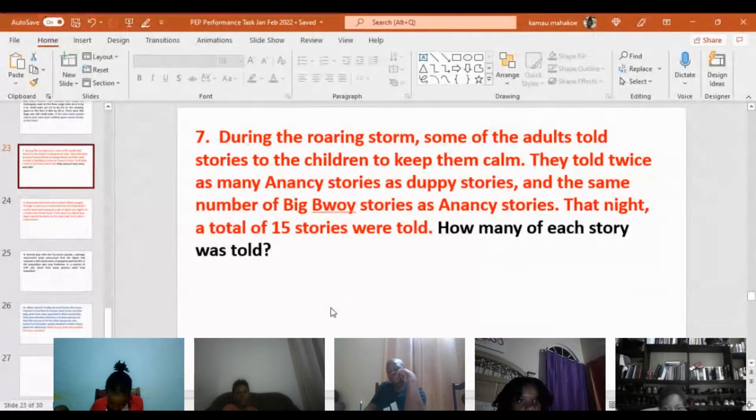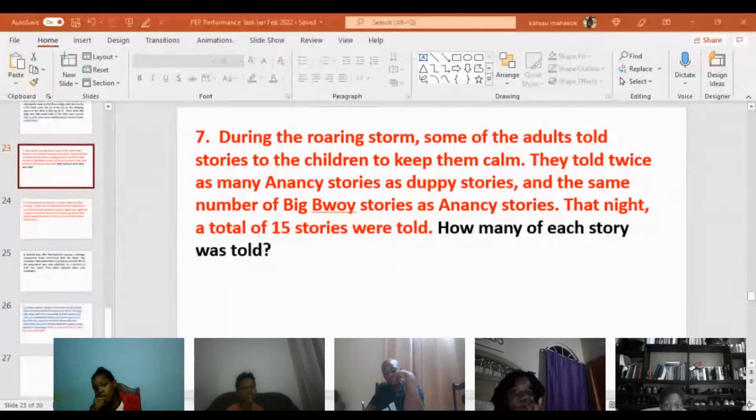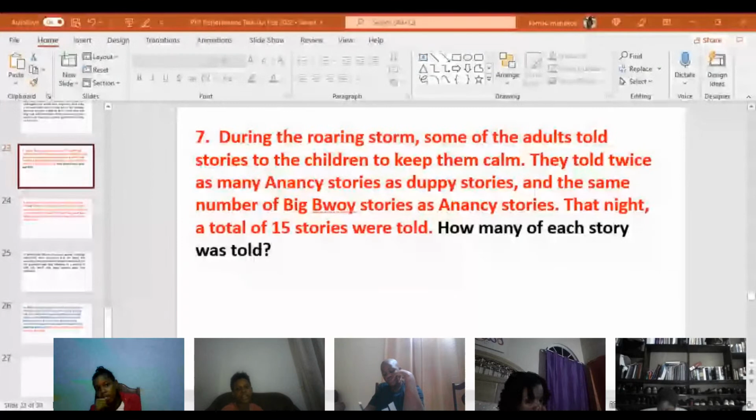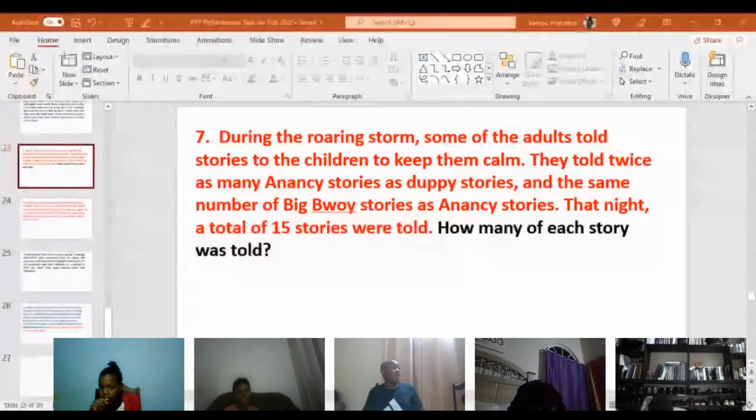Number 7. During the roaring storm, some of the adults told stories to the children to keep them calm. They told twice as many Anansi stories as Duppy stories, and the same number of Big Boy stories as Anansi stories. That night, a total of 15 stories were told.